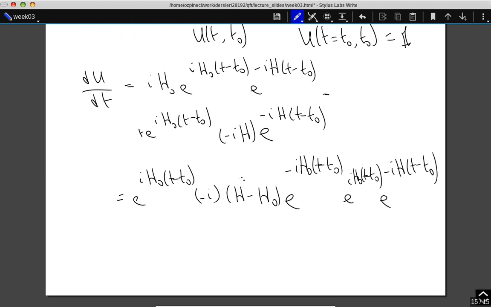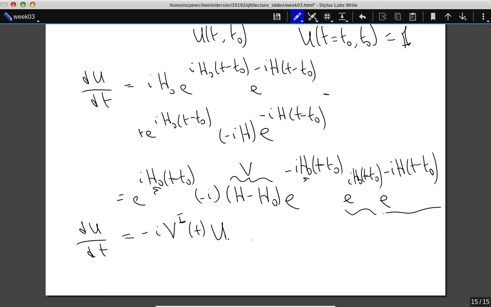But you see, h minus h0 is v. The operator evolved under h0 in the Schrödinger picture is just the interaction picture. So the derivative of u with respect to t is minus i v in the interaction picture at t, times u(t, t0).